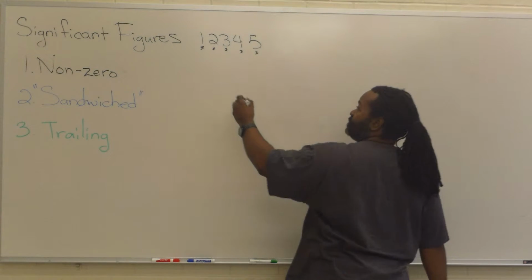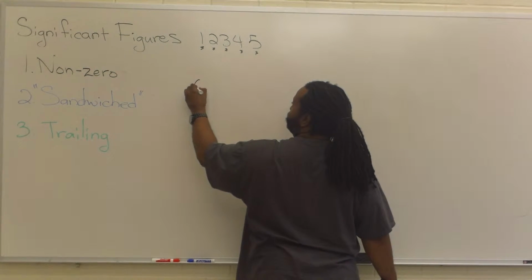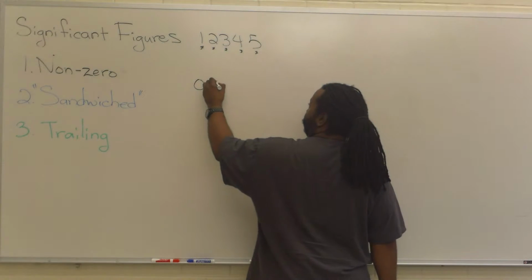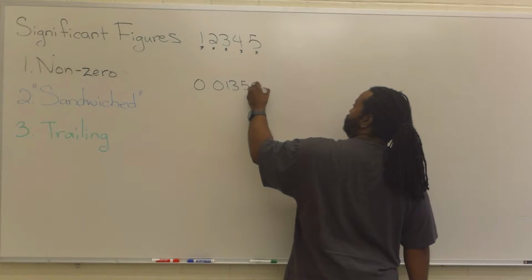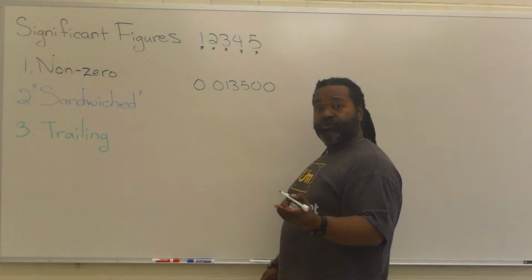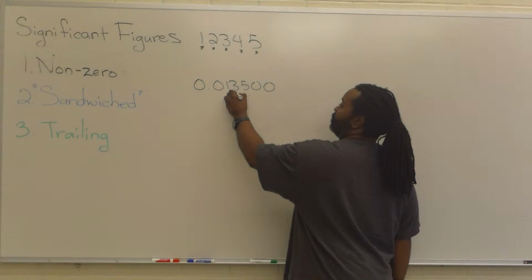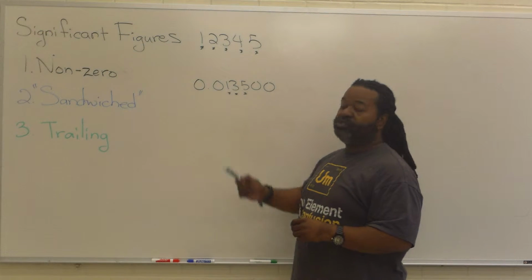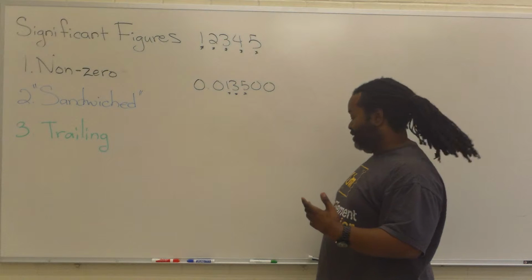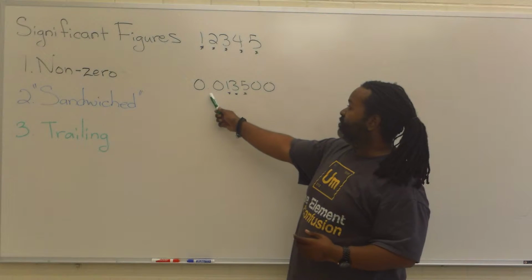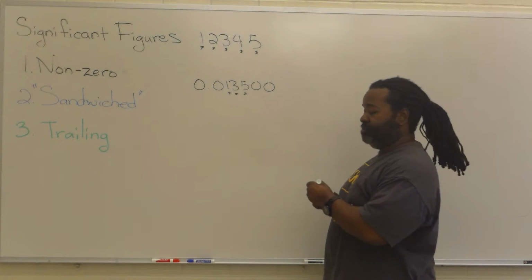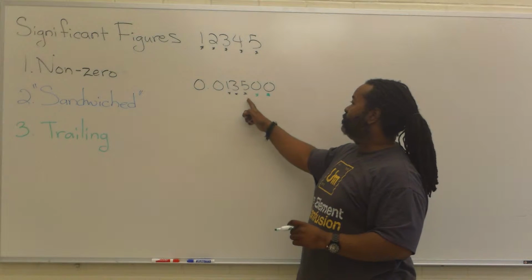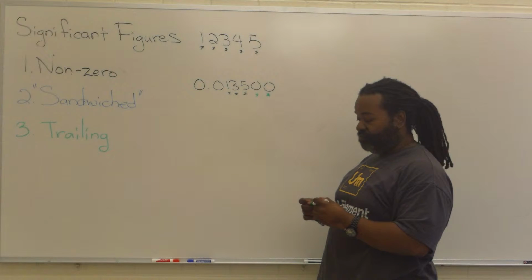The next one, let's get a little more involved. We'll write 0.013500. So by the first rule, the 1, 3, and 5 are significant. There's nothing sandwiched between them, so the second rule does not apply. However, we have a decimal and we have trailing zeros, so both of these count. And we have 1, 2, 3, 4, 5 significant figures.